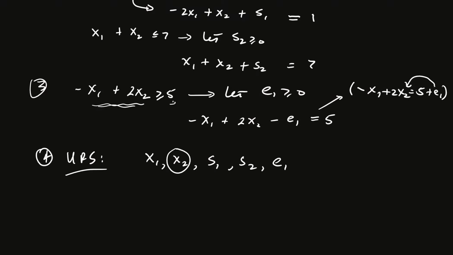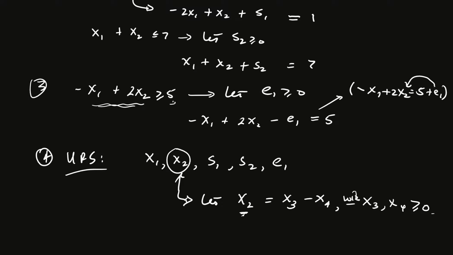So what I'm going to do is introduce x3 and x4. And the way I'm going to do this is I'm going to take x2 and say let x2 be equal to x3 minus x4. The reason I'm doing this is because now x3 and x4 can be forced to be greater than or equal to 0. So do you see what happens? If x2 is a negative number, we can take x3 to be 0 and x4 would be that number. And if x2 is a positive number, you can just take x4 to be 0 in our solution.